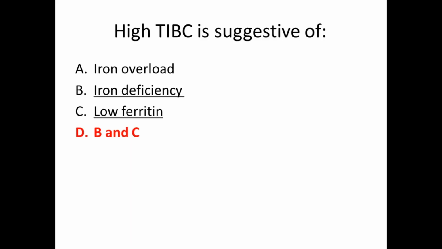Low ferritin maybe is a little bit sneakier. So ferritin, we said, was a storage molecule. But the term ferritin itself implies that it has the iron with it. So if somebody has low ferritin, it means that they have low iron as well. So that effectively means that C ends up being B.